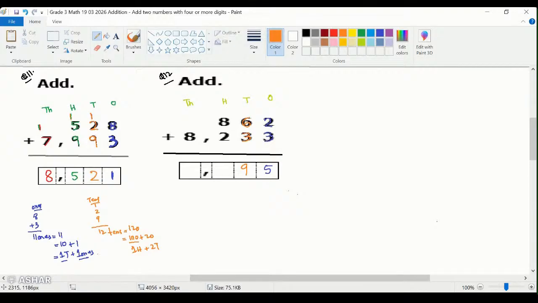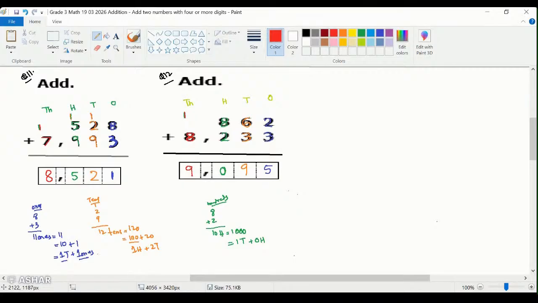Okay? But for the hundreds, it is 8 plus 2, right? 8 plus 2 for the hundreds. That means we have 10 hundreds. That means 10 hundreds is 1000. We can say this is 1000 plus 0 hundreds. So we write 0 for the hundreds and we take 1 to the 1000. 1 plus 8 would be 9.